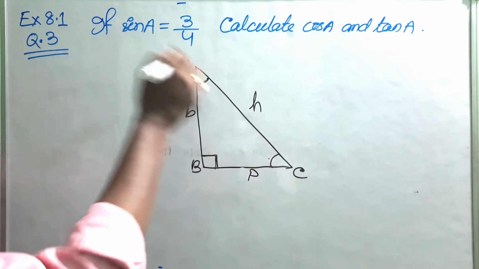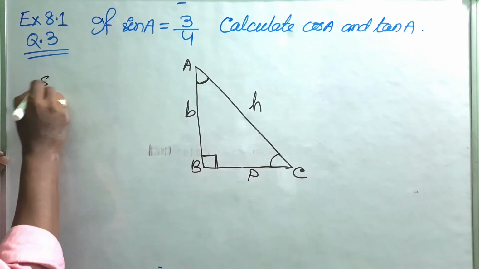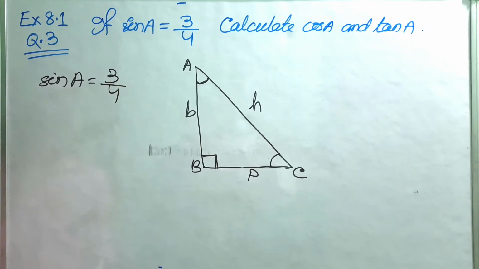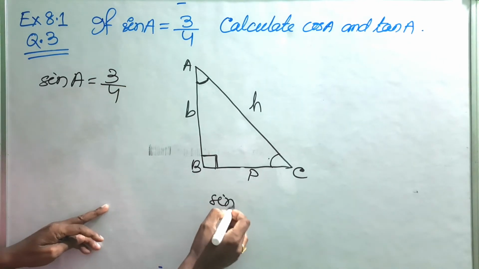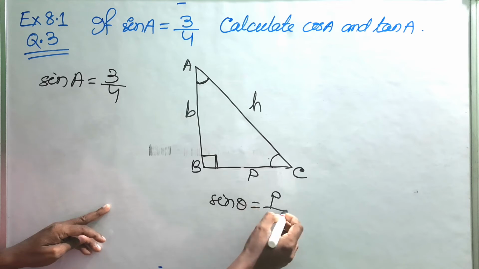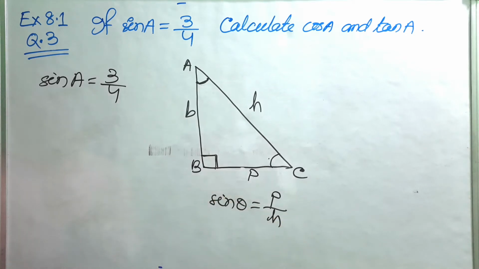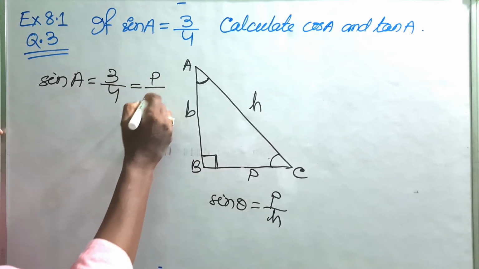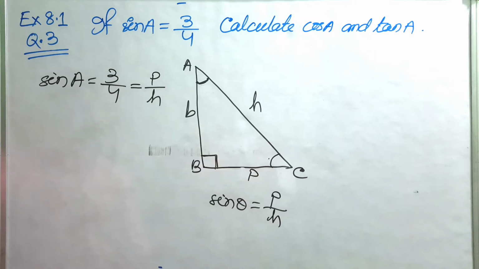Okay. Now sin A. So here it is given sin A is equal to 3 by 4. You know sin theta is how much? Sin theta is P by H. Okay. So here sin A is equal to P by H. So that means here it is given P by H. Okay.